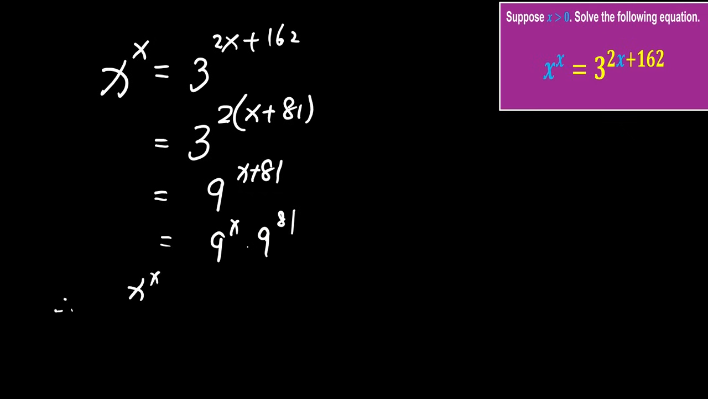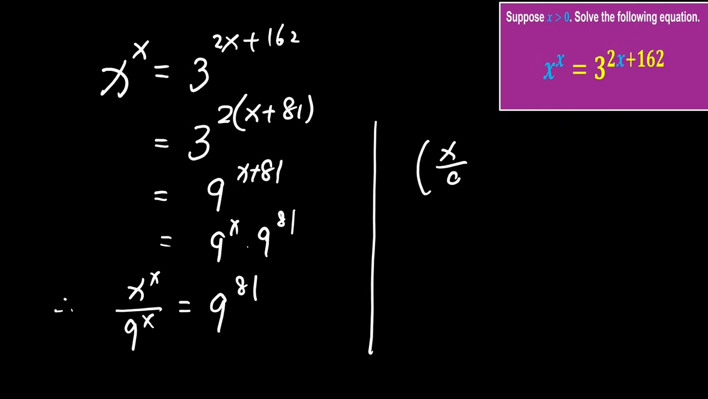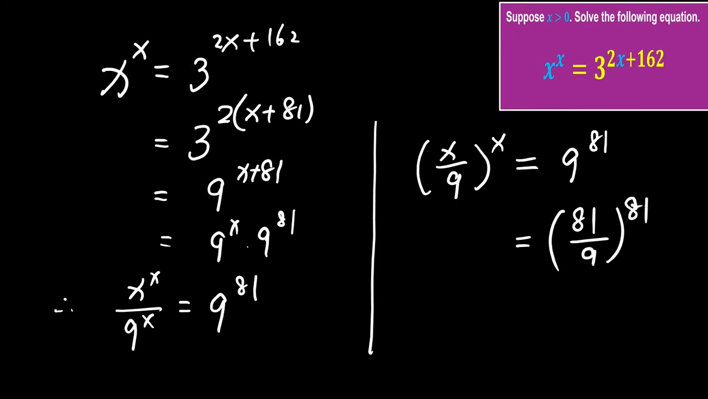Therefore, x to the power of x over 9 to the power of x equals 9 to the power of 81. For the left hand side, it is x over 9 to the power of x, which equals 9 to the power of 81. And with this, we can easily get one of the solutions because 9 equals 81 over 9. Comparing the left hand side and right hand side, we know that x equals 81 is a solution.